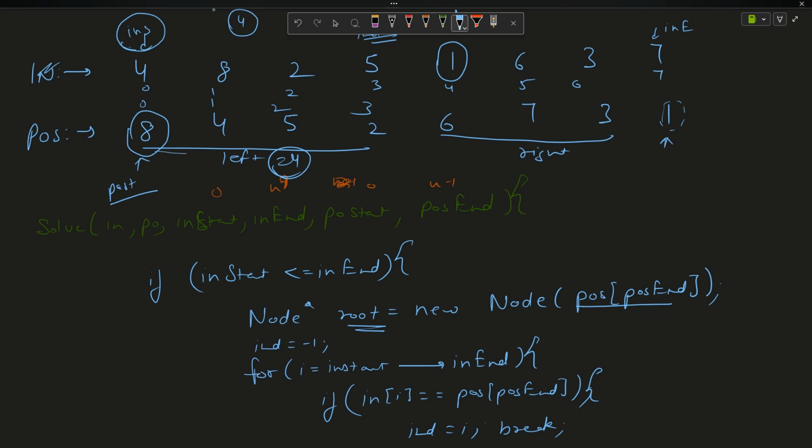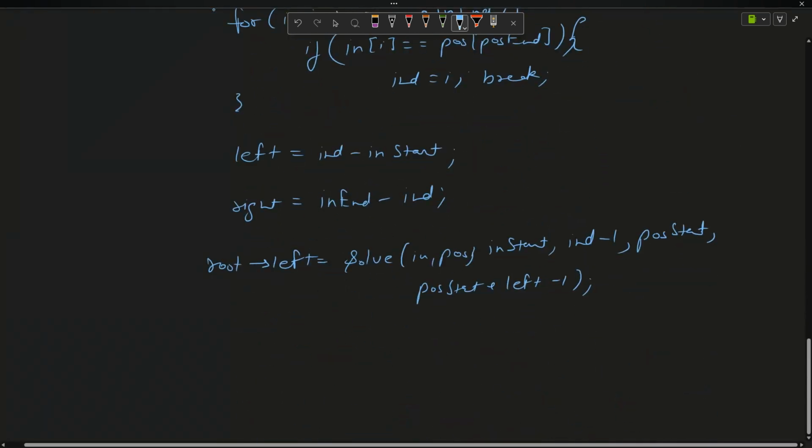Okay, so you got the left subtree correct. Talking about the right subtree, so you have already made this element as root. You have to get me the pos start here for this right subtree and pos end here, right? What will happen? This is my pos end currently, so as I described my root's left, I will describe my root's right, which is equal to solve. In and pos will remain same.